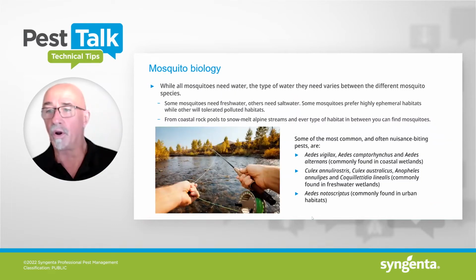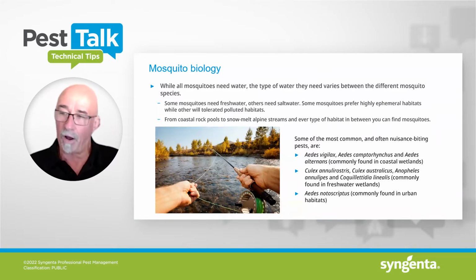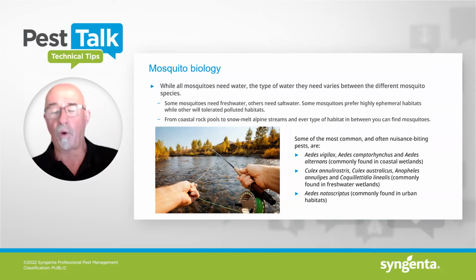While all mosquitoes need water, the type of water varies between the mosquito species. Some species need fresh water, some need salt water, and some mosquitoes prefer highly ephemeral habitats, which are water habitats that may last just a day or so. They may not be there again for another month or so, but those ephemeral places, and others will tolerate polluted habitats. From coastal rock pools to snow melts, alpine streams, and the habitats in between, you can find most of the mosquitoes. Some of the most common and often nuisance-biting pests are Aedes, Culex, Anopheles, and Aedes notoscriptus, commonly found in urban habitats around Australia.